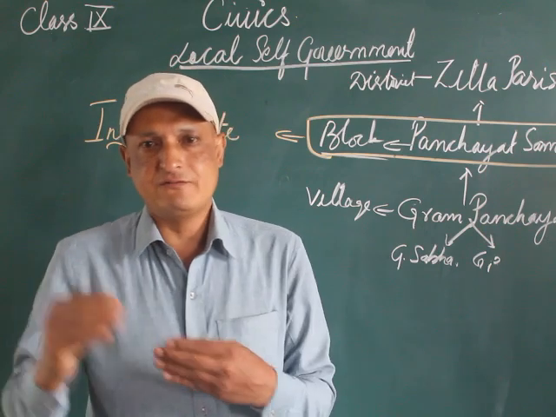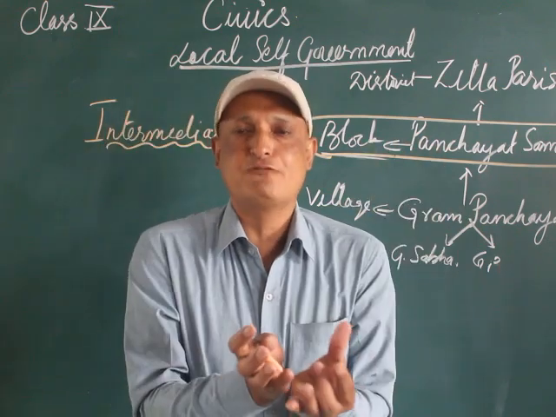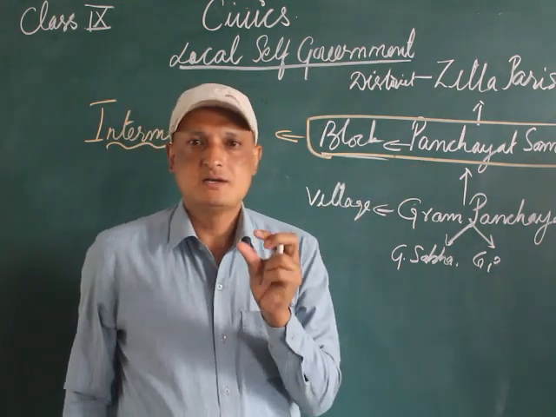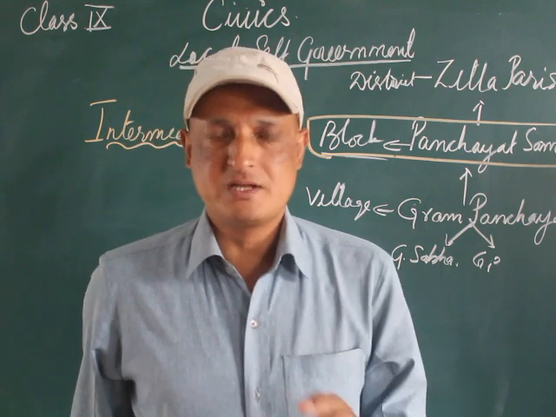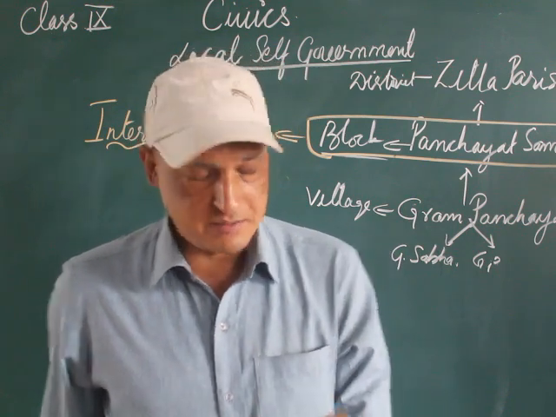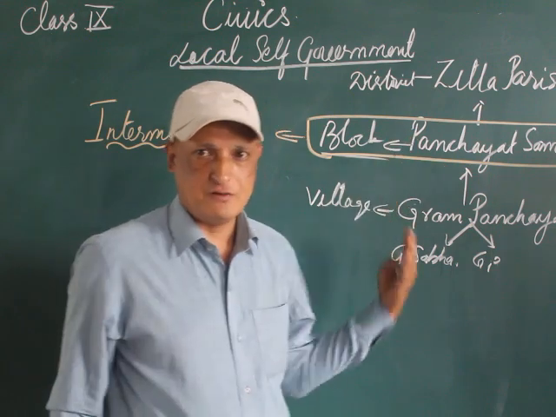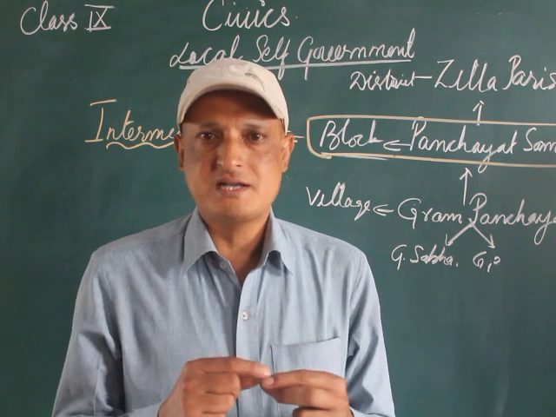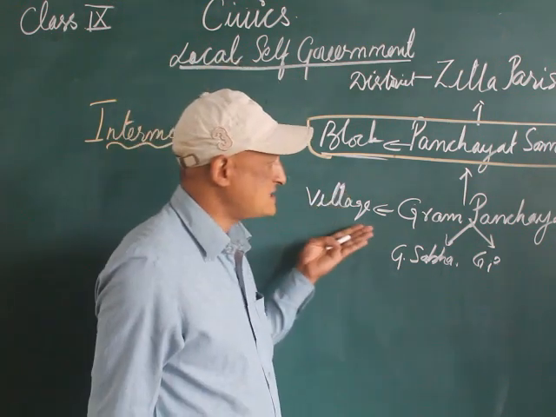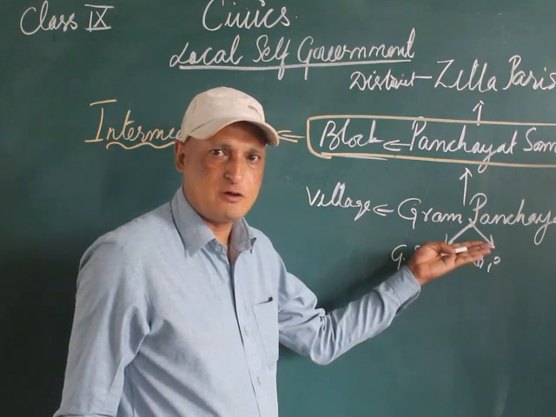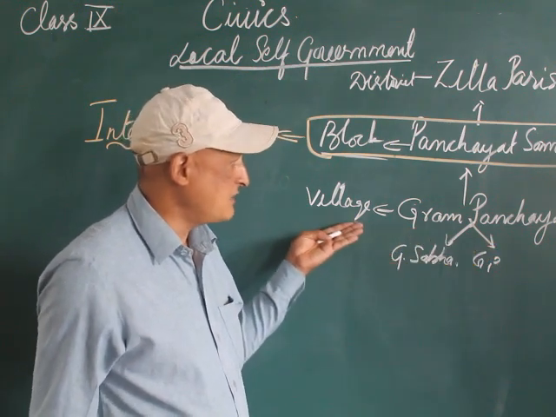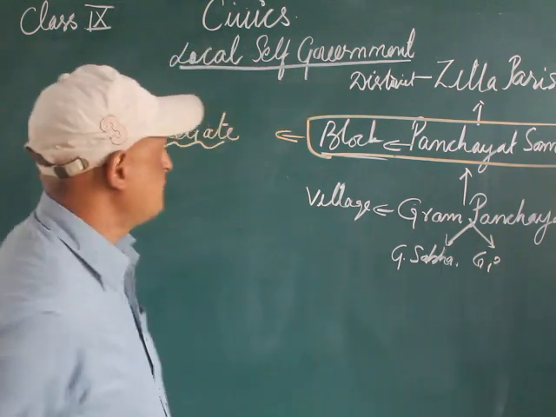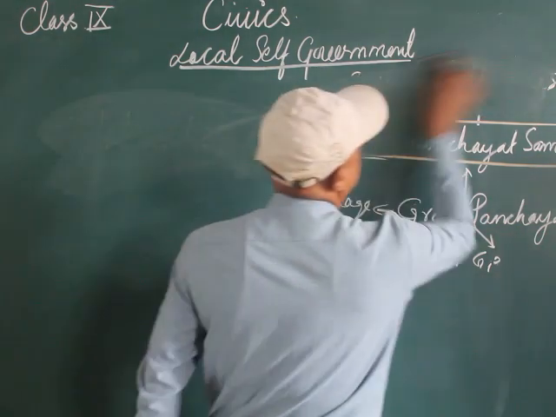Now, 5, 6, 7 villages come together and form a block. So at the block level, we have the Panchayat Samiti. What you need to know is the composition of the Panchayat Samiti in brief and its functions. As I've mentioned before, the functions of the Panchayat Samiti are exactly similar to those performed at the grassroots level by the Gram Panchayat. So let's go ahead with the composition of the Panchayat Samiti at the block level.